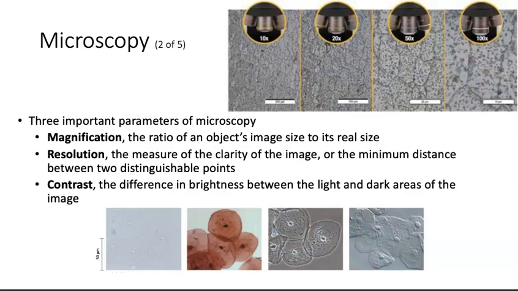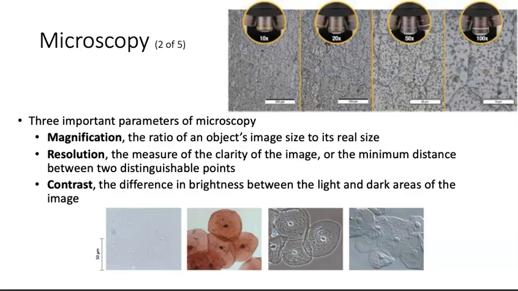A good example here is when we were looking at plant cells in lab, the cell wall is really close to the plasma membrane. They're so close that we just can't distinguish them. So the resolution of those light microscopes in lab is pretty poor, but they're still useful.